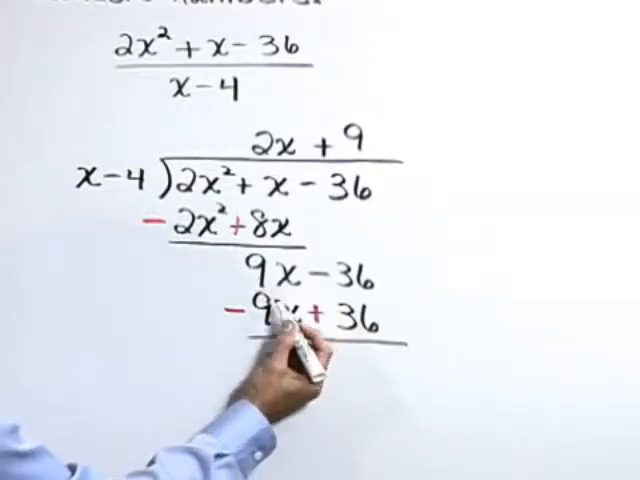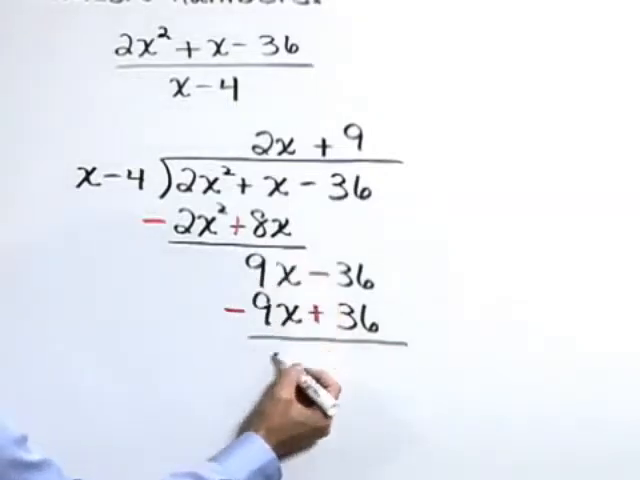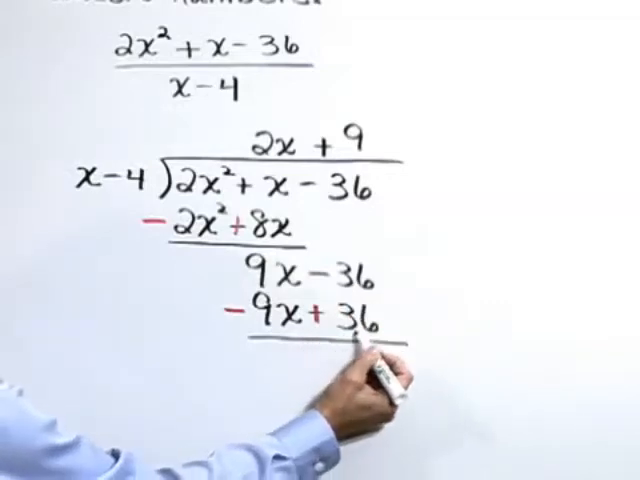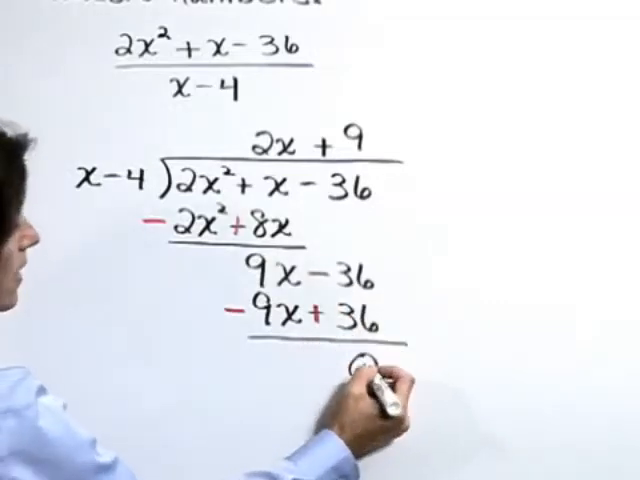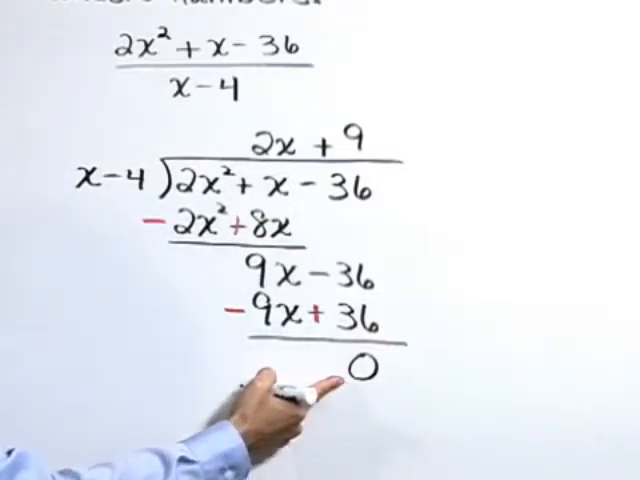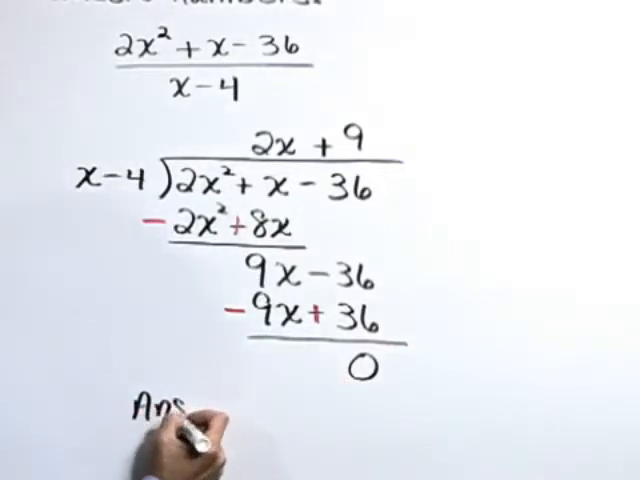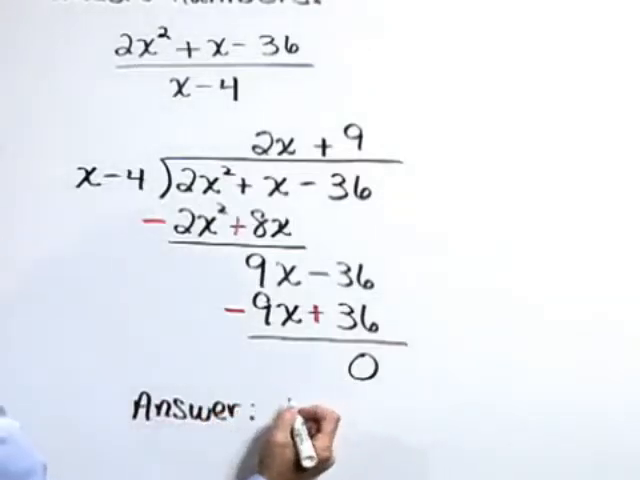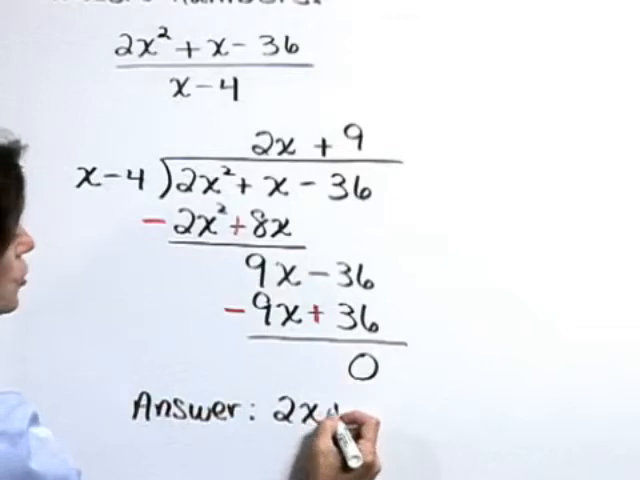So a positive 9x plus a negative 9x cancels. Negative 36 and positive 36 cancels as well. This division problem has a 0 remainder. Let's clearly identify our answer. As we divide these two polynomials, that answer, also called the quotient, is 2x plus 9.